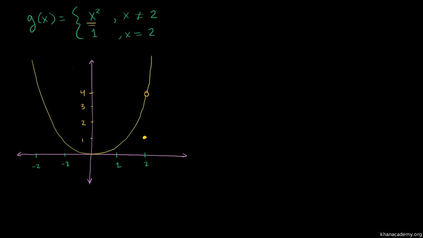So my question to you, so there's a couple of things. If I were to just evaluate the function g of 2, well, you look at this definition. When x equals 2, I use this situation right over here. And it tells me it's going to be equal to 1. But let me ask a more interesting question. What is the limit as x approaches 2 of g of x?